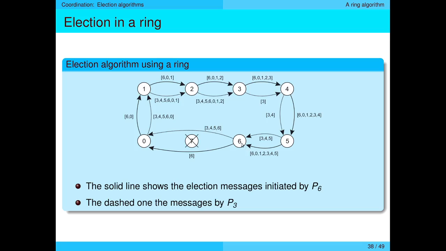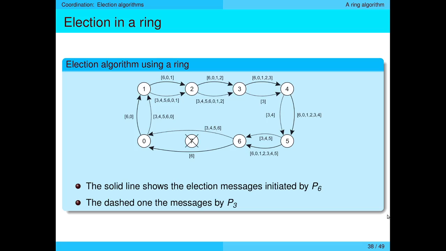So 6 lists its name and sends to 0. Then it is 6 0, then 6 0 1, 6 0 1 2, 1 2 3, and so on. When it reaches back, it has the names of all of the processes which are up. Similarly, the message of P3 was also received with all the processes which are up, and among these the process having the highest priority will become the leader. Very simple. This is what you have to learn here in these election algorithms.